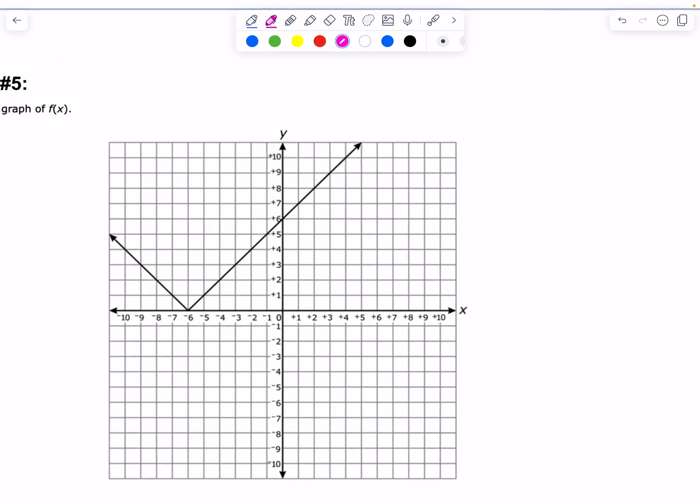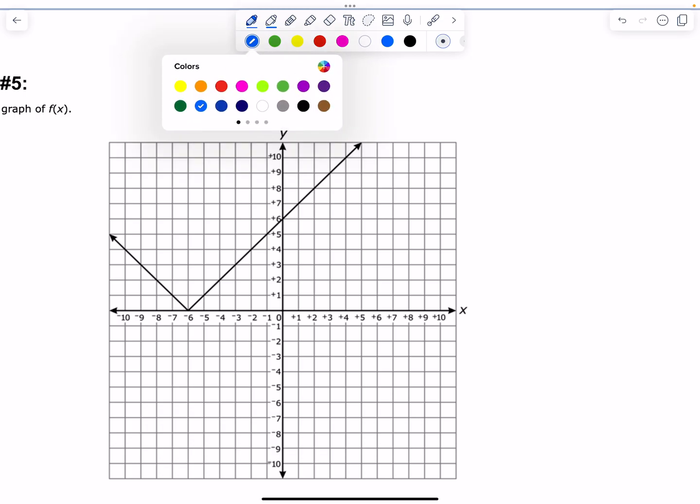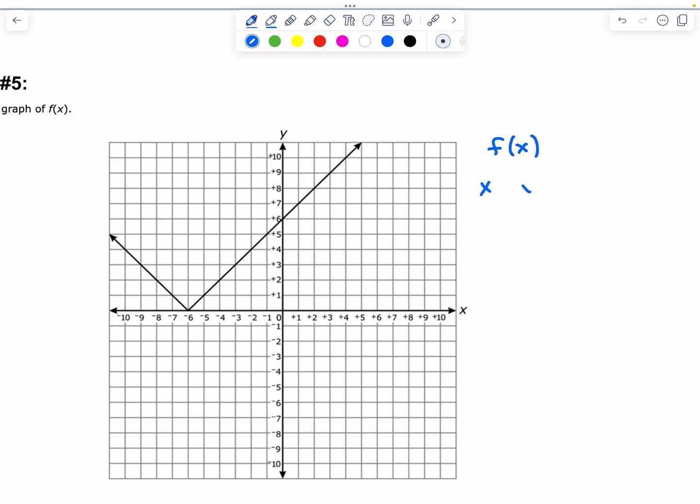So what would be best is to pick out some points from this graph and make a table. So that's what I'm going to do first. So f of x, let's make a table of x and y values. And I'm going to put the vertex in the middle. So that is negative 6, 0. And then it's good to have a couple points on either side. Like negative 7, 1, negative 8, 2, negative 9, 3, for example. And then on the other side, we have negative 5, 1, negative 4, 2, and negative 3, 3.